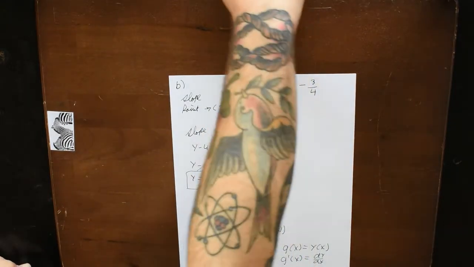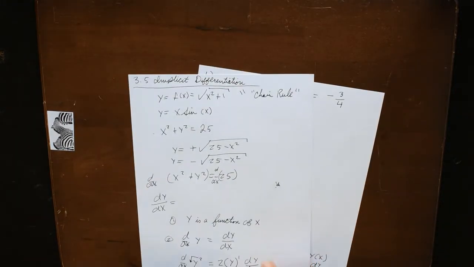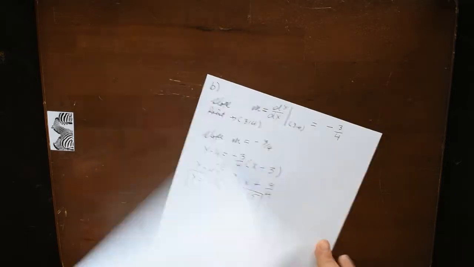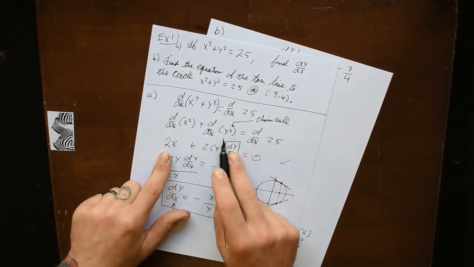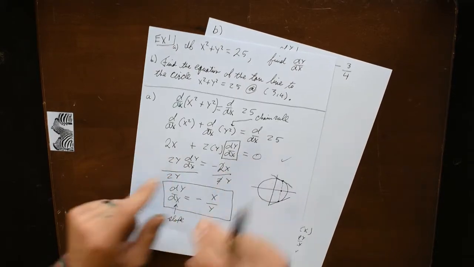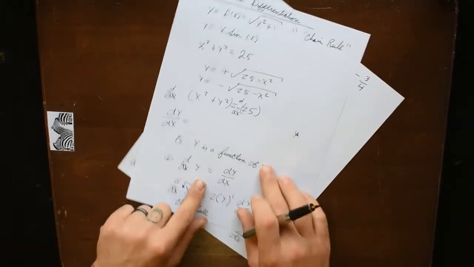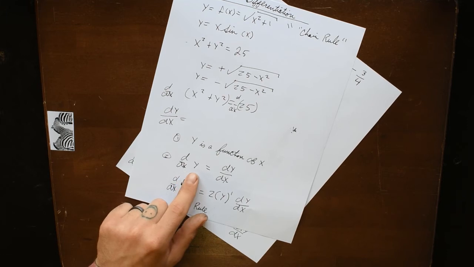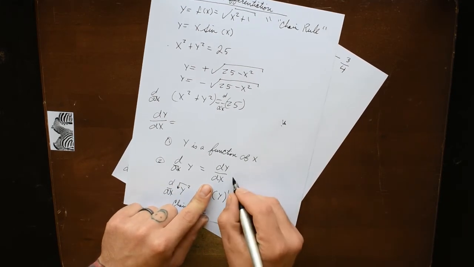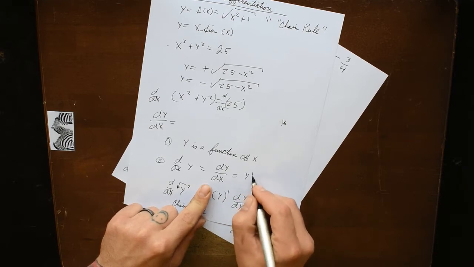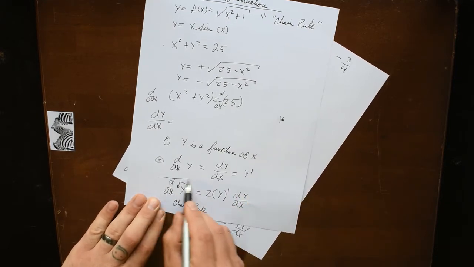And in fact, some books, some people, go through, instead of writing, I gotta find it, right here, what I call the derivative of, well, we can go back here. The derivative of x of y is equal to dy dx, which is also the same as y prime. There we go.